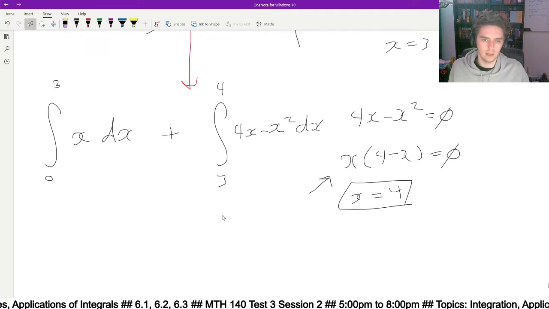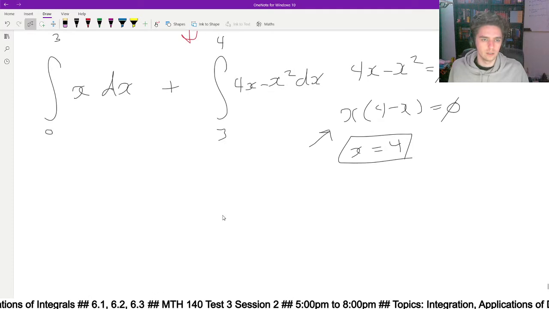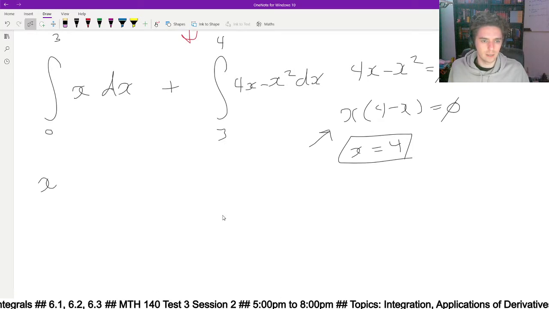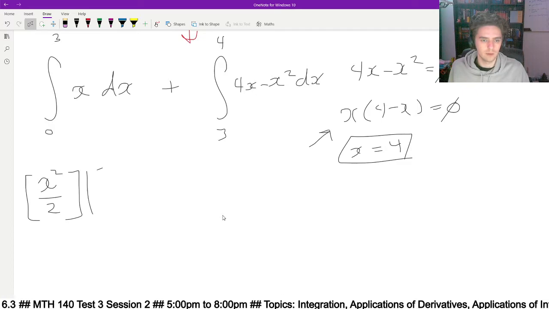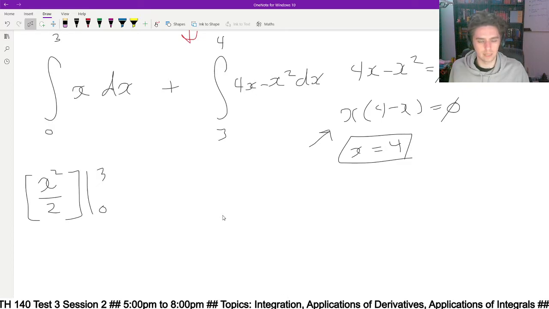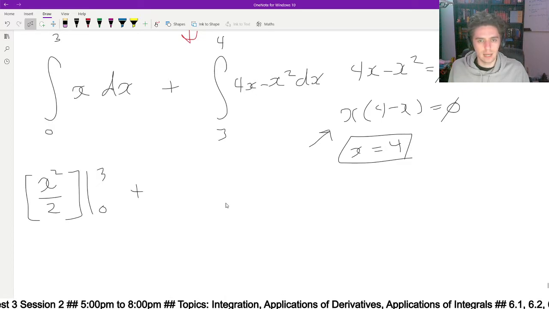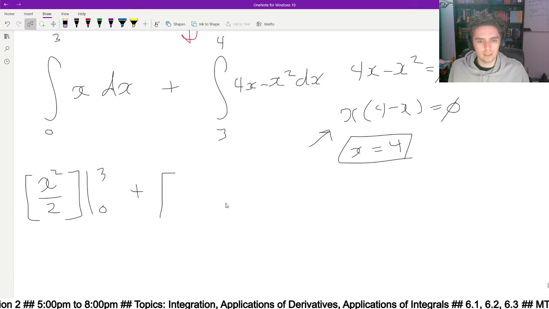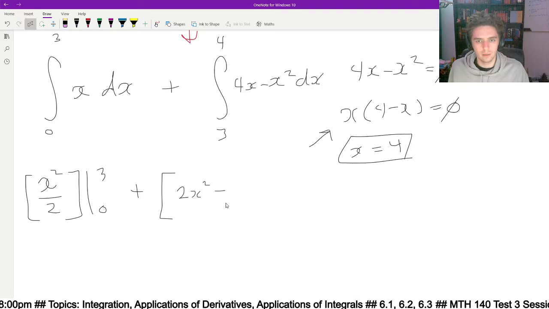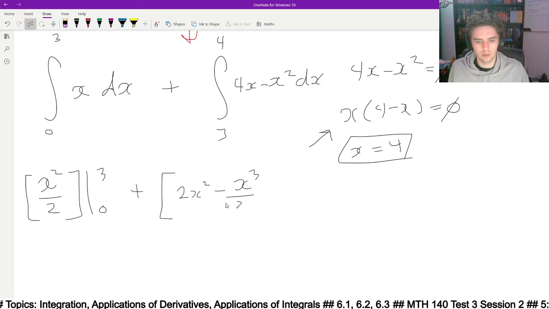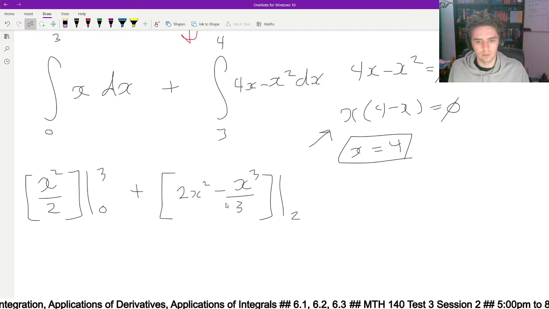Dx. And now we just have some integration to do. So the antiderivative of that is x squared over 2 evaluated from 3 to 0. Or I always say it backwards, but 0 to 3. And then this antiderivative is going to be 2x squared minus x cubed over 3 evaluated from 3 to 4.